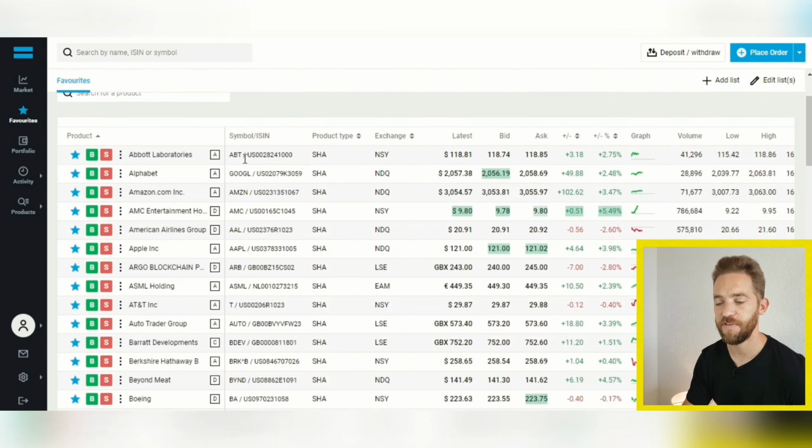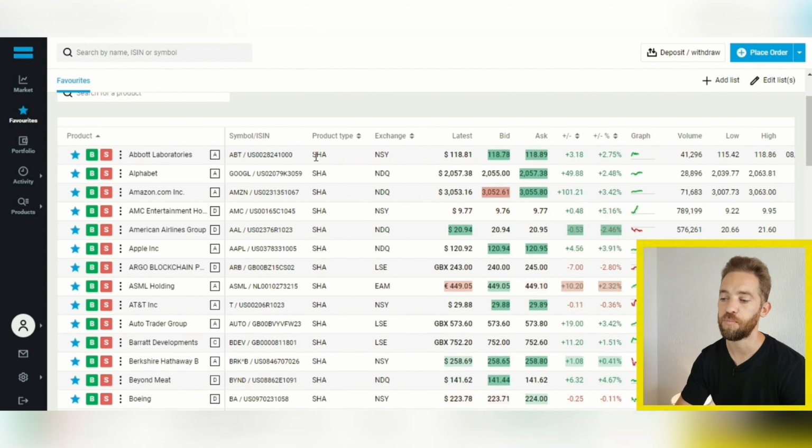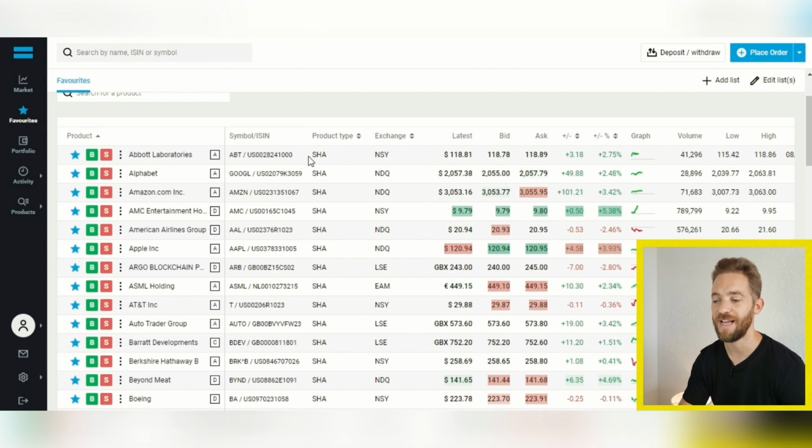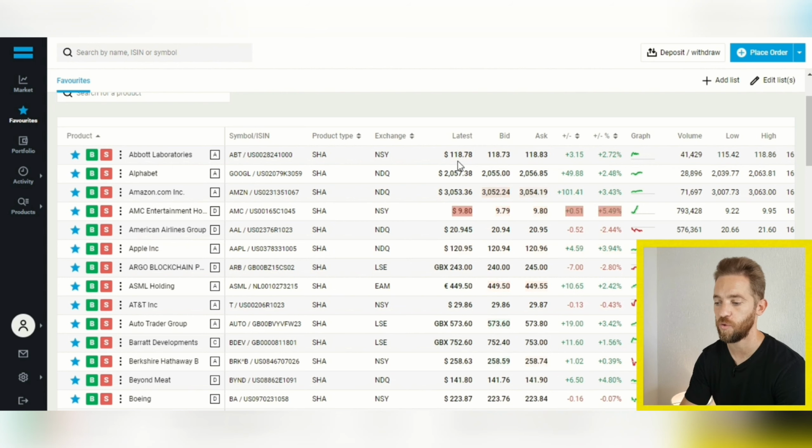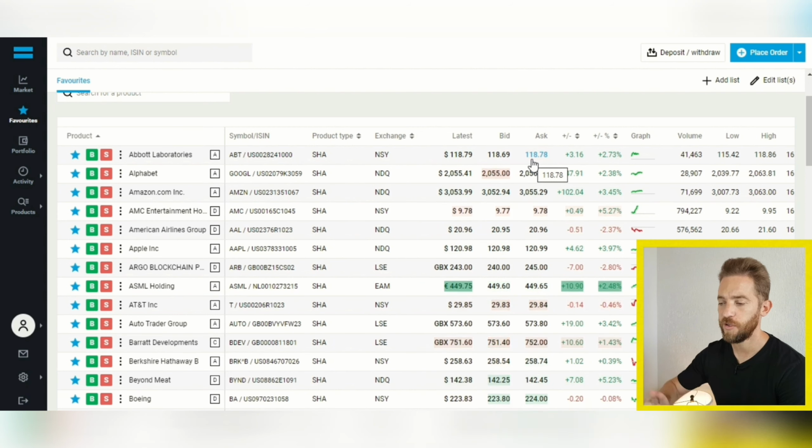Of course, I've already added my favorite companies, so you can see here it gives you a summary of each one. Abbott Laboratories, for example, if you hover over the name, you can actually click on that and it will take you into the individual stock. You then have a ticker symbol, you have the product type, these are all shares. If you did have options or warrants, it would show you in here as well. The exchange that they're listed on, if it's the NASDAQ, the New York Stock Exchange, London Stock Exchange, the latest price, normally shown in the base currency, whether it's dollars or pounds, but it will tell you euros there, for example. Bid and ask.